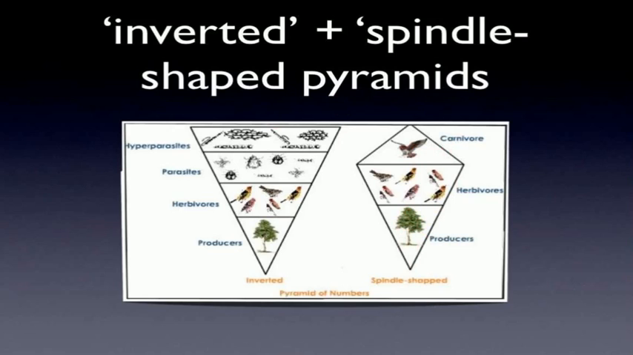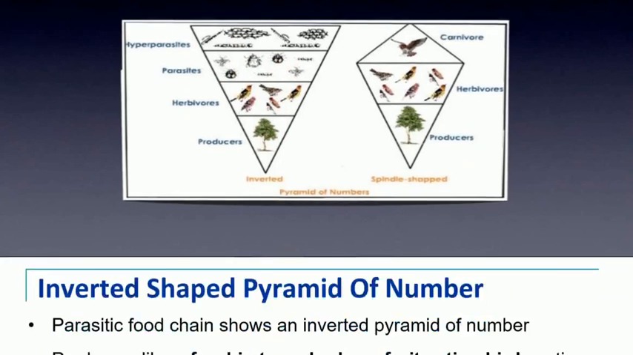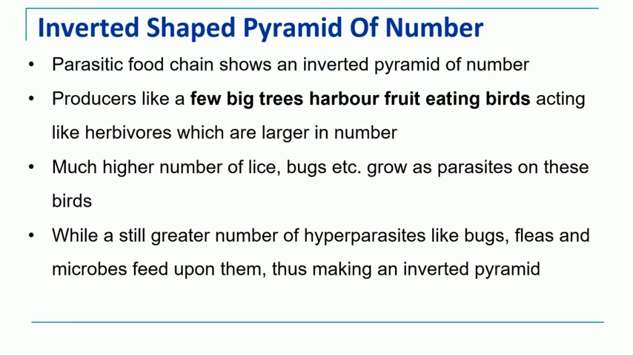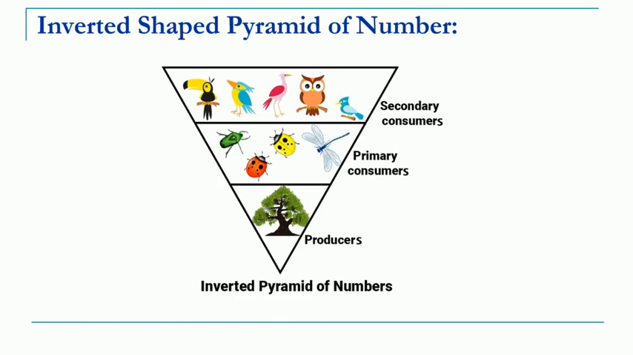Sometimes you will also find a third type of pyramid, that is called as inverted shaped pyramid. So what is meant by inverted shaped pyramid? This is normally found in a parasitic food chain. So parasitic food chain shows this third type of pyramid, that is inverted shaped pyramid. So in this pyramid, we will see this picture first. So this is a typical inverted shaped pyramid which is found in the parasitic food chain.